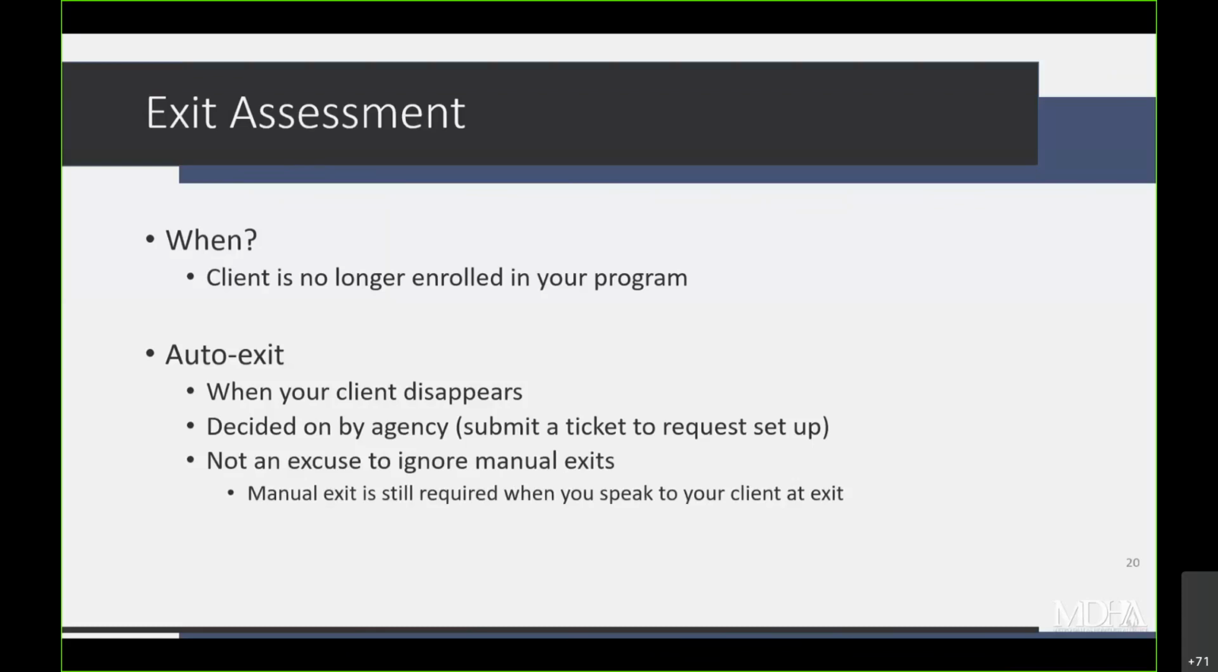If you do have auto exit set up, it's not an excuse to ignore a manual exit. So a manual exit is still required even if you have auto exit set up. If you speak to your client at exit, you should be exiting them manually and going through the full assessment. And that auto exit is going to be based on the most recent current living situation that's recorded. So that's another impact of that current living situation. That's how the system is going to base that 90 days no contact. So if you're recording current living situation at every contact, then we can trust the system to do its job and see that after 90 days, you've recorded no current living situation, that client's going to be auto exited.